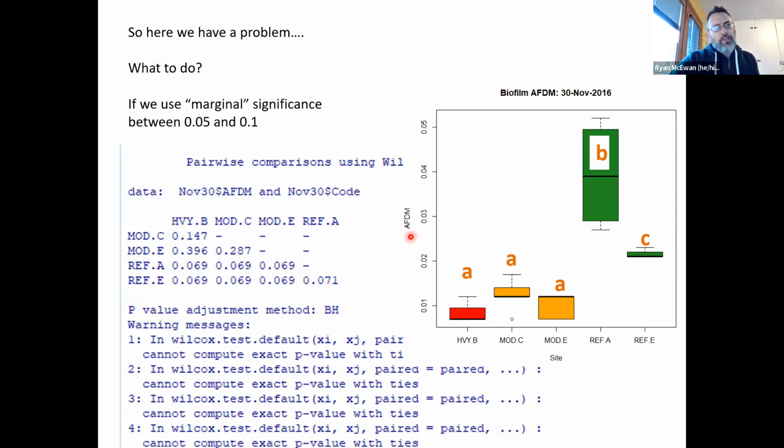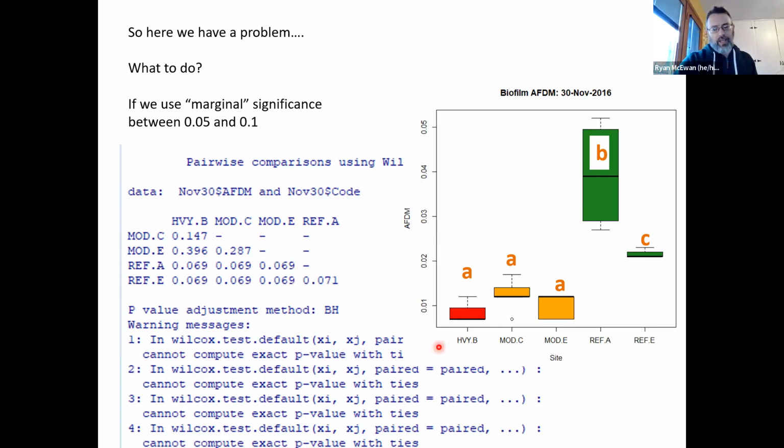So if you do that, you could map on here A, because heavy B, so you go heavy B, moderate C, the same. Different. And then ref E is different also from ref A. See that? These two are different from each other, and ref A is also separated from everything. So this is what it would look like, the letters.